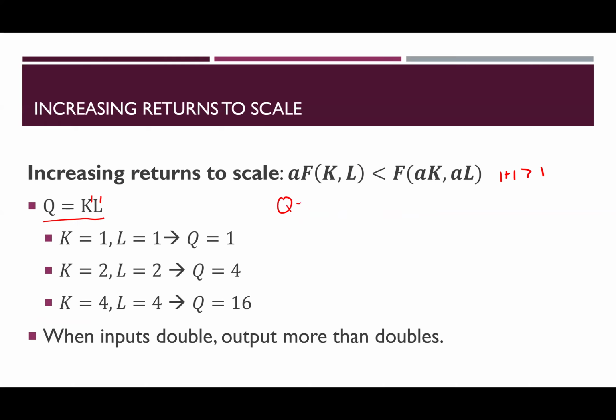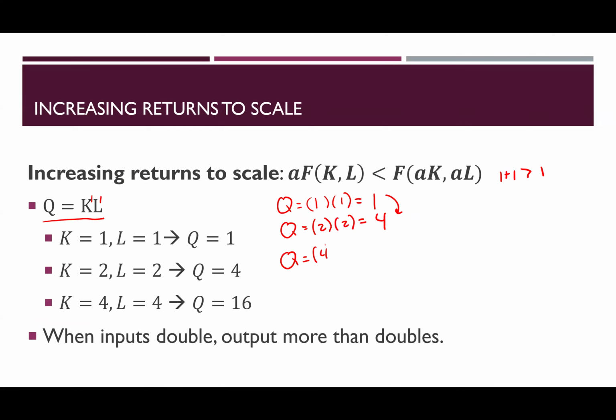If we start with capital and labor each equal to 1, we have 1 times 1. That gives us 1 unit of output. If we double capital and labor from 1 to 2, now we get 2 times 2, which gives us 4. So output has more than doubled, and you can see that quite clearly.